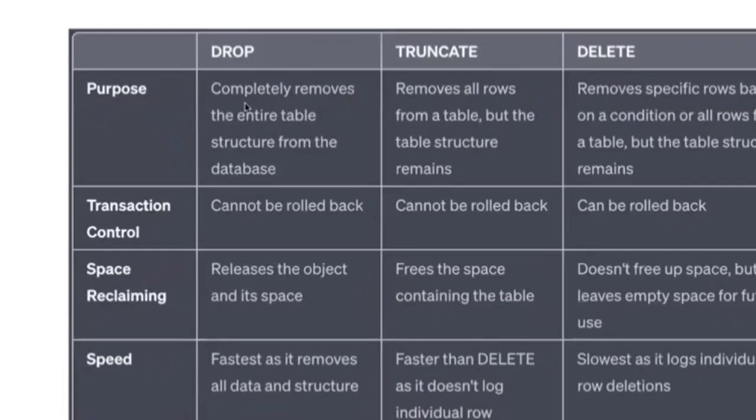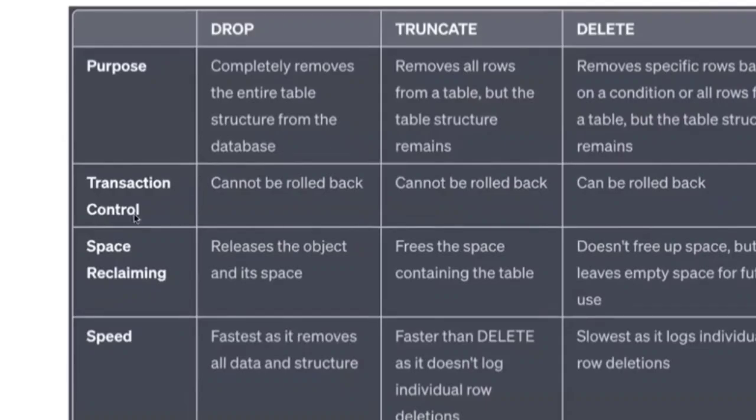The main purpose of drop, you can see, is to completely remove the entire table structure from the database. Truncate removes all rows from a table, but the table structure remains as it is. Delete removes specific rows based on a condition, or all rows from a table, but the table structure remains the same. That is the purpose. Now the transaction control.